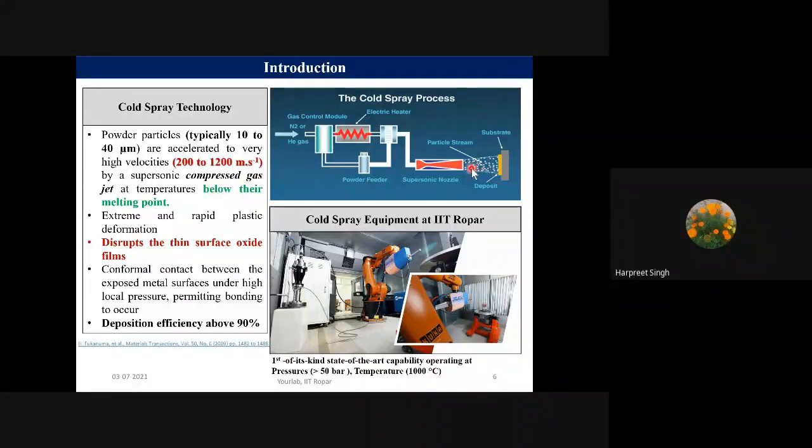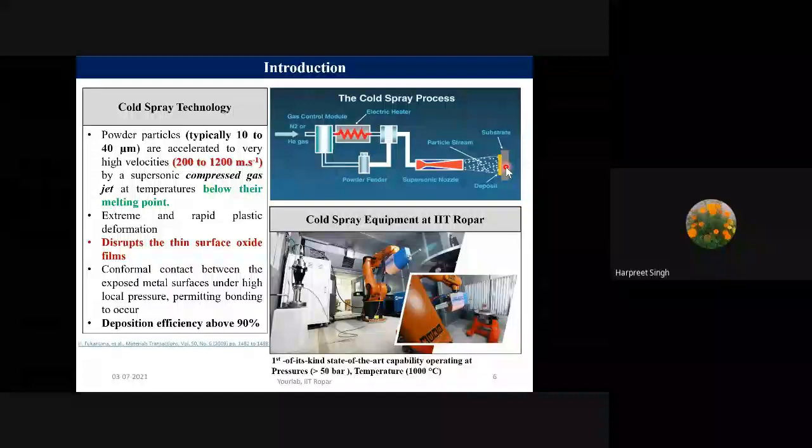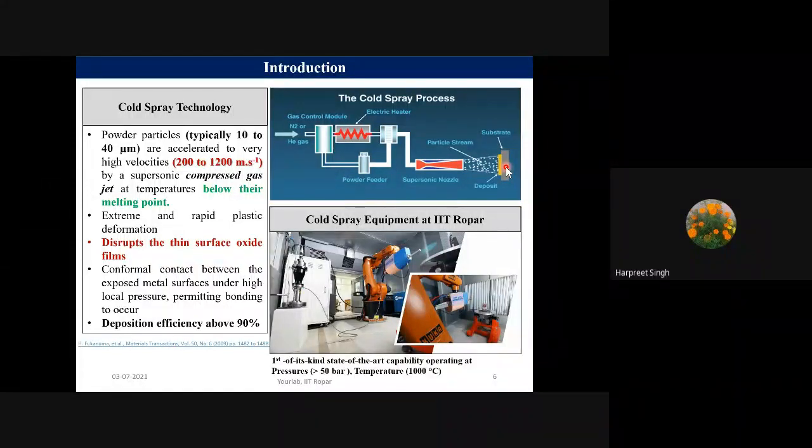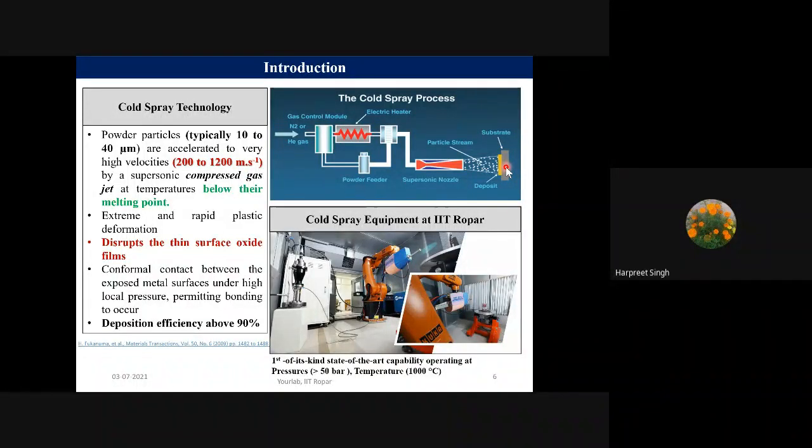Your particles are going at very high velocities, so you can see the deformation levels or strain rates experienced by the material are much higher. So it's like a severe plastic deformation process. And of course, when these particles hit, they even disrupt any kind of layers on the surface itself. So we need lesser surface preparation of our substrate materials for coating deposition. A lot of benefits people are claiming through this cold spray process. The deposition efficiency is also sometimes very high.